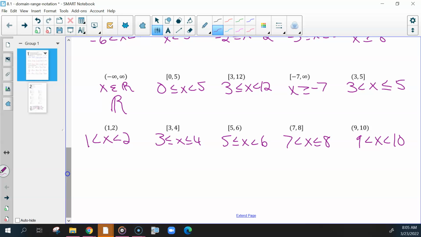So knowing how to write these will help you when we go on to writing domain, range, increasing, decreasing, things like that. Turn over to the back.